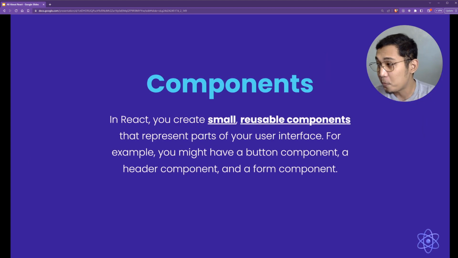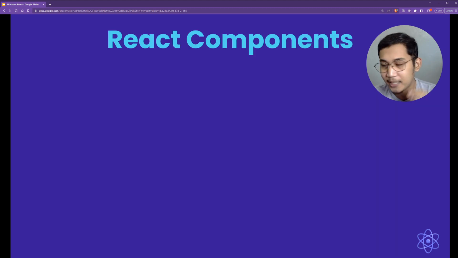First, we have components. So ano nga bang tinatawag na components? Bakit palagi na lang itong mini-mention pag React yung pinag-uusapan? So isa sa mga critical parts ng React is yung components. So in React, you create small, reusable components that represent parts of your user interface. So let's say for example, you will have a button component, a header component, a navigation component, or a form component. So those are different components that you can assemble like a Lego block para ma-form yung React application mo. Okay? So that is the basic explanation of React components.